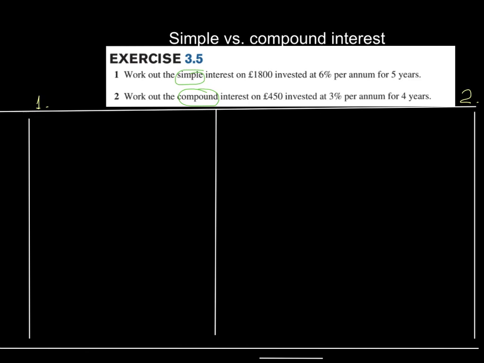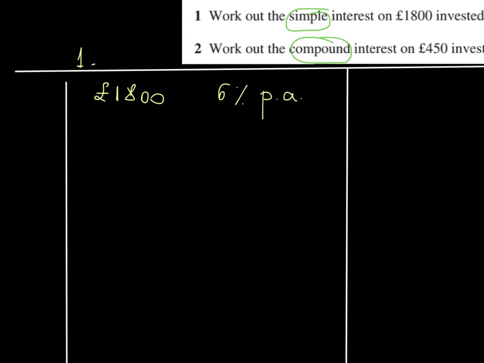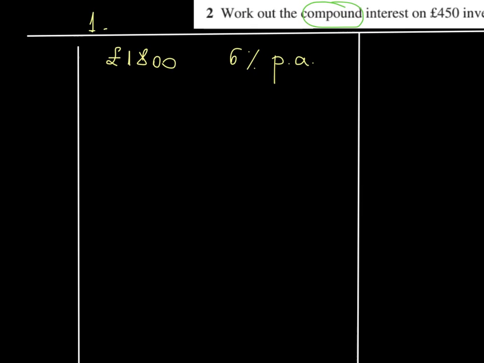So in question 1, you invest £1,800. So you go to the bank and you give them £1,800 at 6% per annum, or per year we said, for 5 years. So you give them that money and every year they give you 6% of it back, or 6% interest.